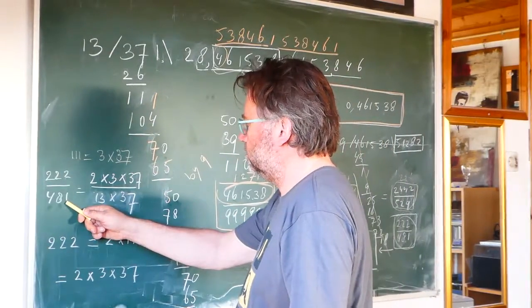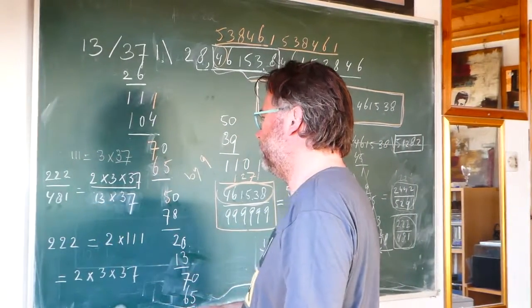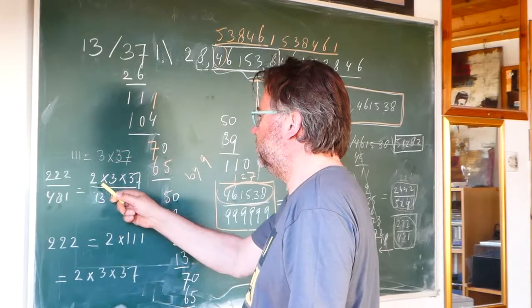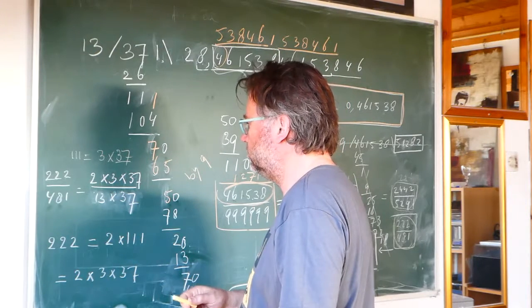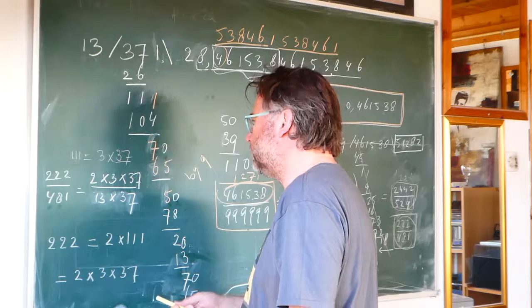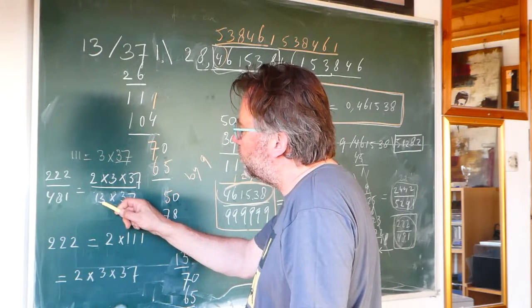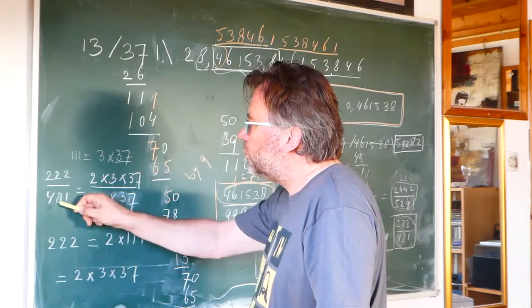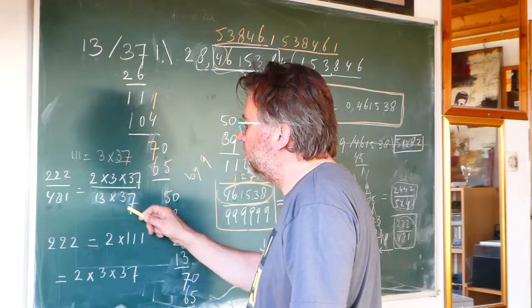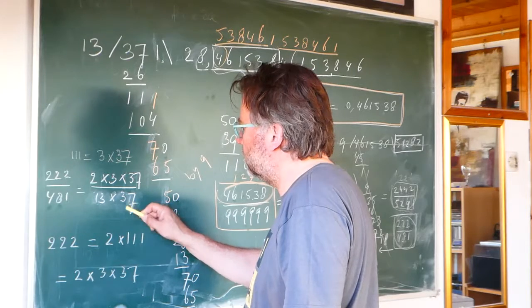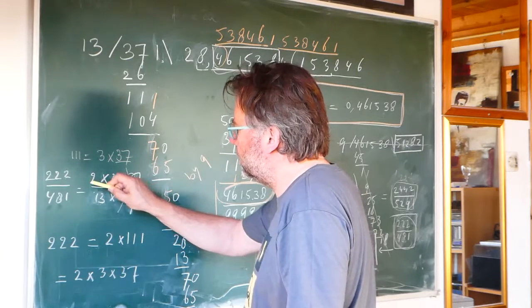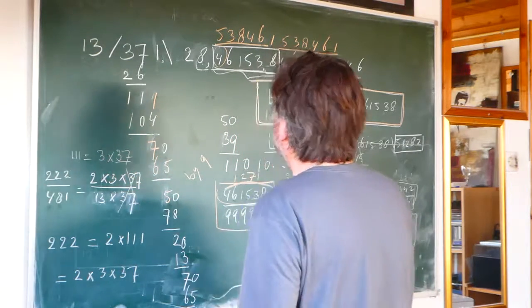481. It doesn't contain a 2, doesn't contain a 3. It doesn't contain a 7. You have to check. And then at some point you end up with 13. And 481 is divisible by 13, and you're left with 37. And then these two cancel. And then it's 2 times 3 divided by 13.